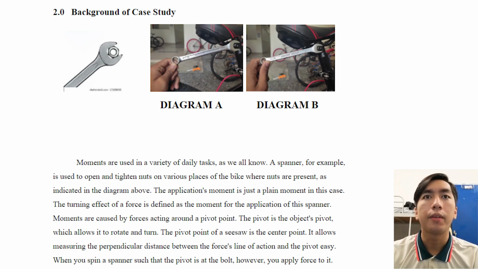Moments are used in a variety of daily tasks. As we all know, a spanner, for example, is used to open and tighten nuts on various places of the bike where nuts are present. As indicated in the diagram above, the application's moment is just a plain moment in this case. The turning effect of a force is defined as the moment for the application of the spanner.